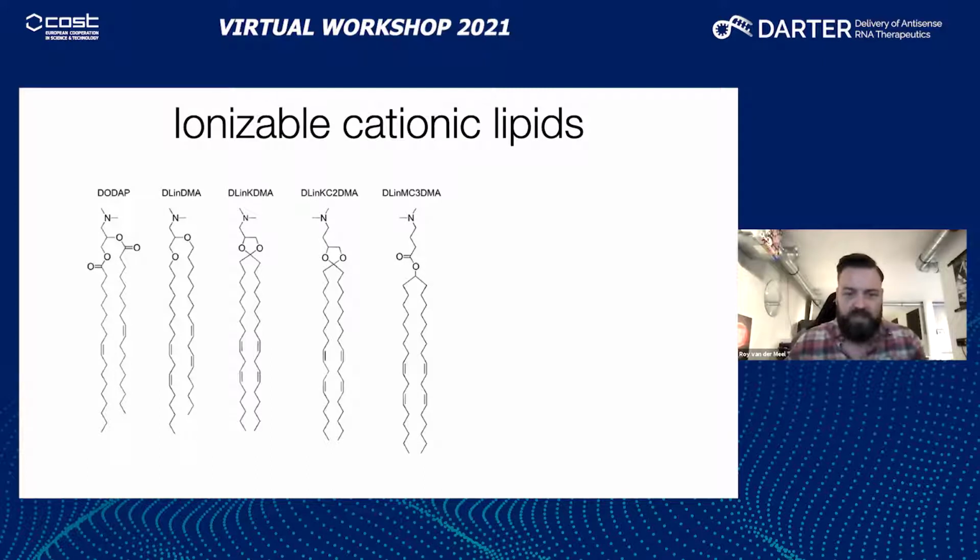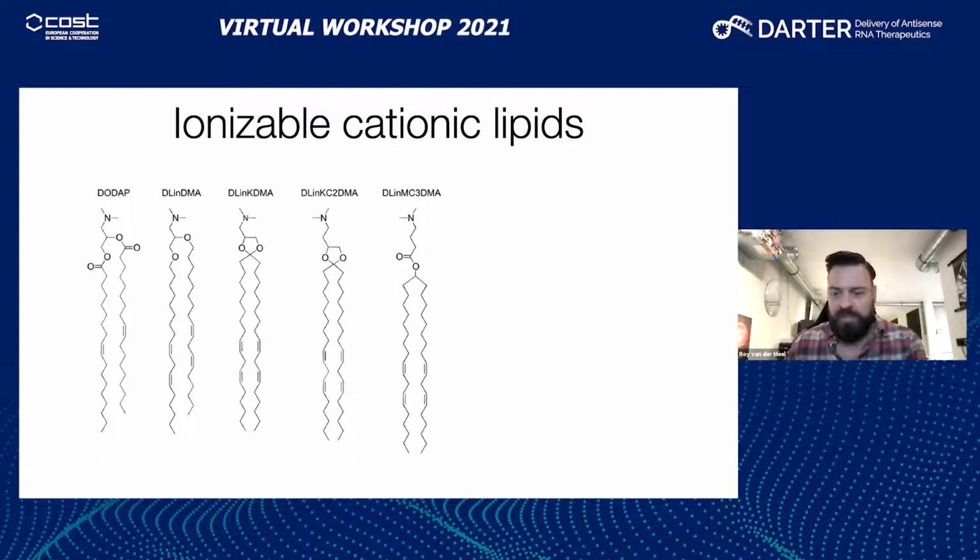Comparing different lipid tail unsaturation suggested that the linoleyl chains, those here on D-Lin-DMA, provide optimal particle internalization and potential to generate membrane-destabilizing H2 phases. And so they first looked at the tails, and then they started looking at the head groups and the linkers.